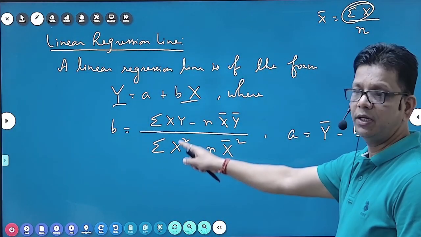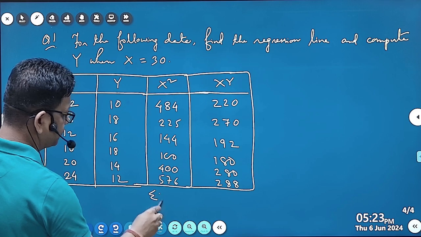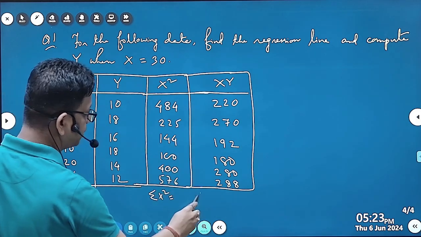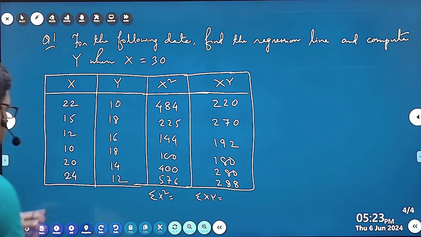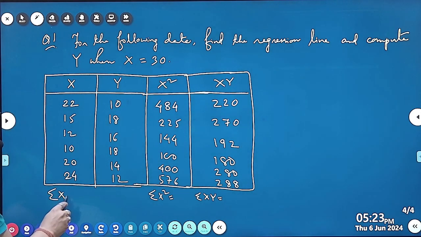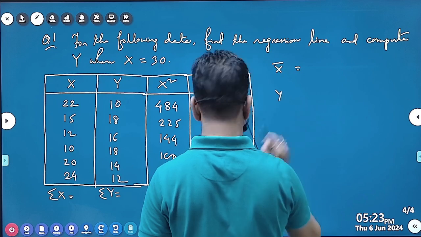Now, if you observe the formula, for b, we need summation of xy, we also need summation of x square. We also need summation of x. Although it is not given that we need to find summation of x, it is actually required, yes or no? Because otherwise we can't find the mean. So we need all these terms. Find these terms, get the sum of all this. Then we will find x bar and y bar.